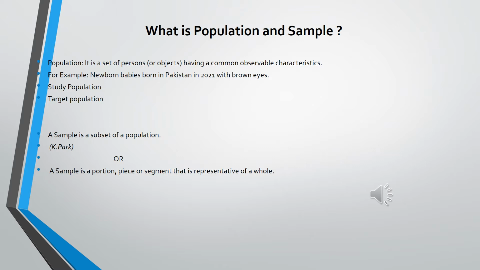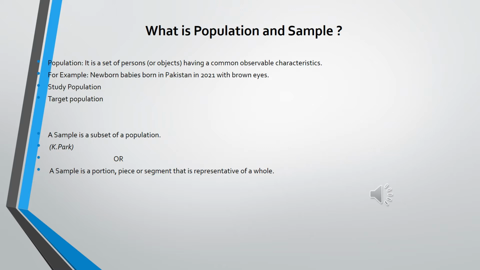Now, what is population and sample? Population is a set of persons having common observable characteristics. For instance, newborn babies born in Pakistan in 2021 with brown eyes. Now, what would be the difference between study population and target population? Study population is a group of individuals in a study. For example, children under 2 years of age in a community. While target population is a certain group of the population that shares similar characteristics and is identified as the intended audience for research. For example, the population of a particular country and students at a particular university.